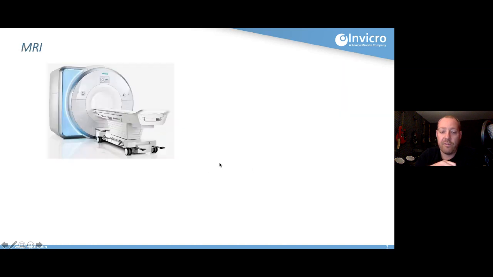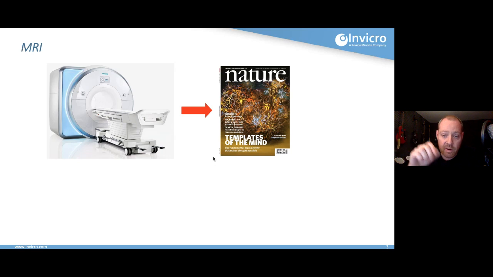I'm going to go fairly fast, but pull me up in the Q&A if I gloss over anything too much. So this is an MRI scanner for those who haven't seen one. Great big donut shaped thing. And the purpose of an MRI scanner is, as everybody knows, to generate Nature papers. If only that were true. It used to be true 30 years ago, not so much anymore.